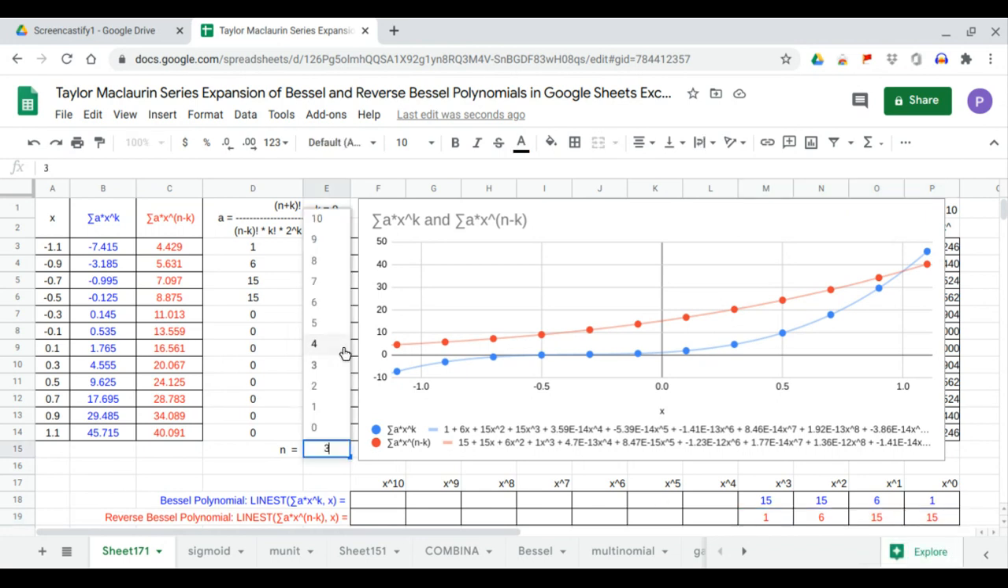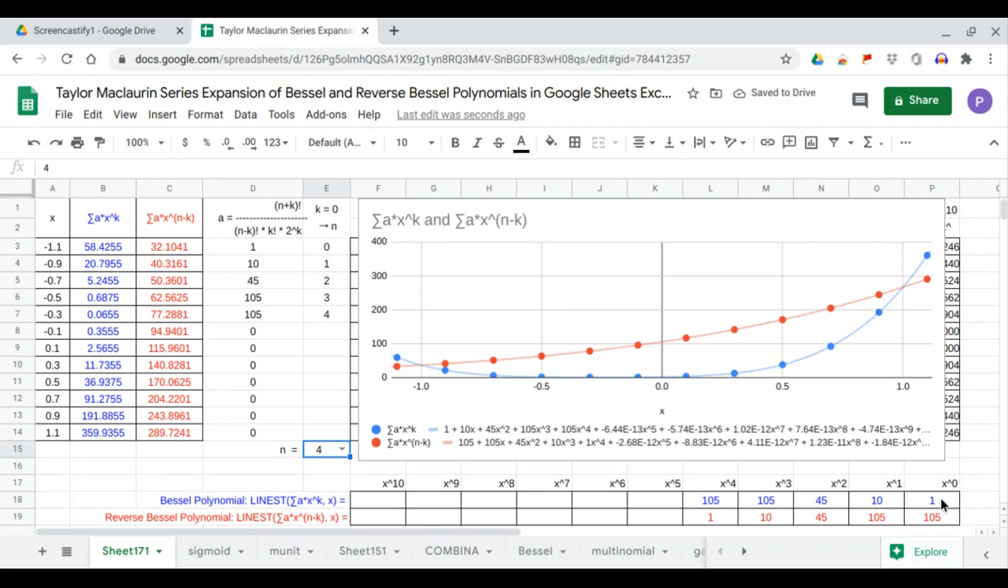At n equals 4, our Bessel is 1 plus 10x plus 45x squared plus 105x cubed plus 105x to the fourth. The rest is 0. The reverse Bessel, 105 plus 105x plus 45x squared plus 10x cubed plus x to the fourth. The rest is 0.